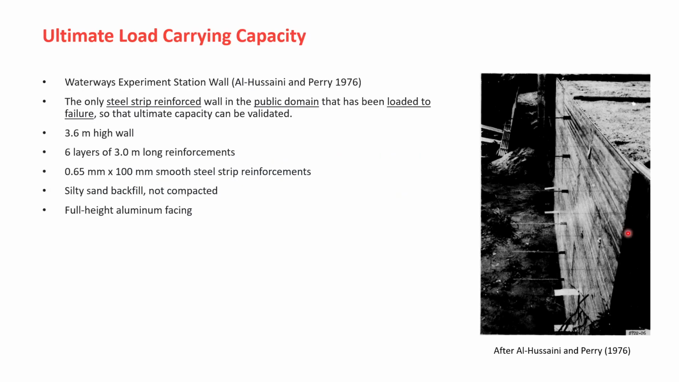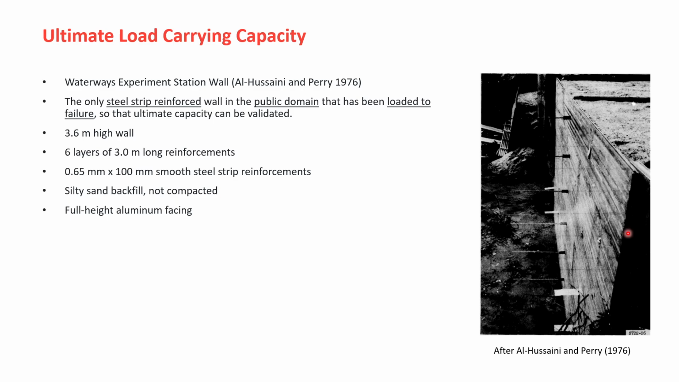I'll give you one example, and this is a very special wall, because it is the only steel strip wall out there in the public domain that's been loaded to failure. So this is the only wall where you can test your theory for the ultimate condition, right? This was done way back in 1976. Even right now, no matter which method you use, you will say that this wall should fail under pullout in the upper reinforcements. That's how it's going to fail.